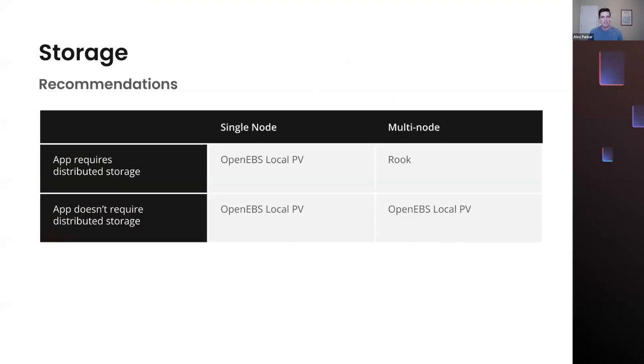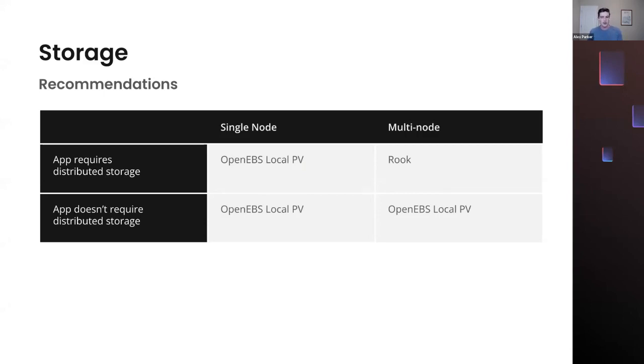Well, our recommendations have changed recently. So I've got a little table here just to show you. If you're shipping your application as a single node Kubernetes installer cluster, then we're always going to recommend you use OpenEBS local PV. It's a lightweight and simple storage solution that works great for a single node.